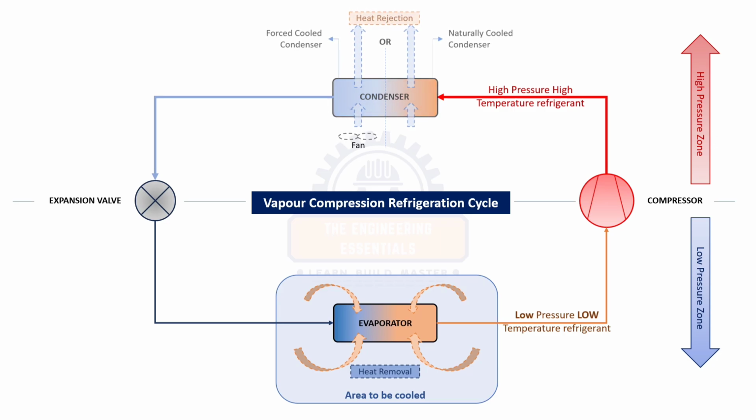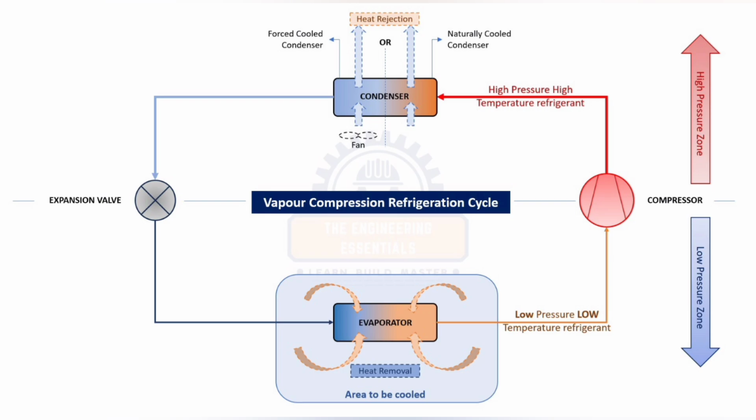The high pressure, high temperature vapor refrigerant enters into the condenser. Function wise, the condenser rejects the refrigerant heat to the surroundings. Depending on the cooling type, condensers are classified into 2 types. The first one is the forced cooled condenser. Here the refrigerant is cooled by forced air by means of a mechanical fan. The second one is the naturally cooled condenser. Here the refrigerant is cooled by natural air, same as our home refrigerators, which have a naturally air cooled condenser.